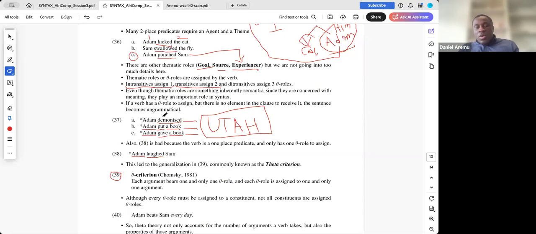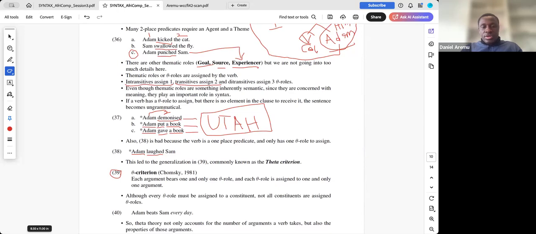So this violates the theta criterion because we have a case where demonized has two theta roles that in a way are being assigned to one argument, and that is a violation of the 39 theta criterion, because the theta criterion says that you can only assign one theta role to an argument. But in this case, because there is no second argument, it means that these two theta roles that demonized has in a subcategorization frame would have to be given or assigned to one argument, and that is the violation of the theta criterion. I hope this is clear. Let me see the chart.